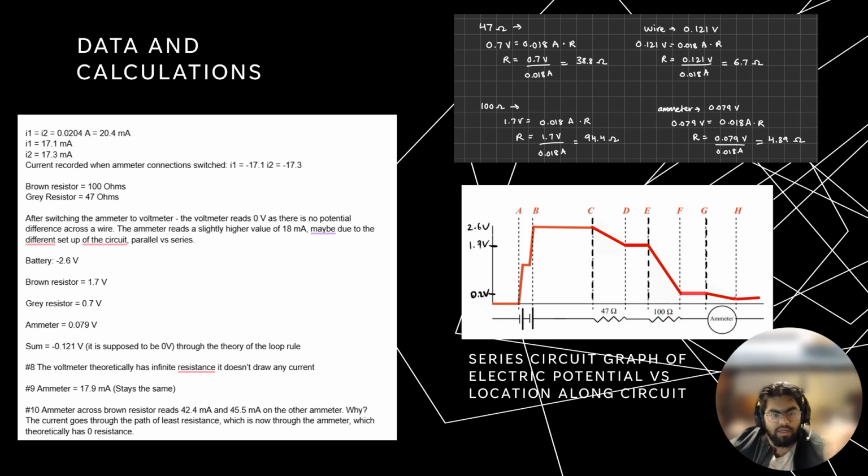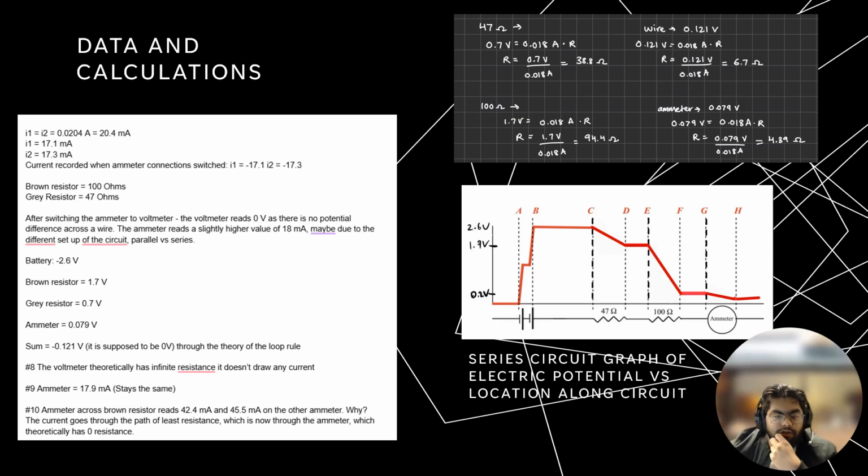And then you can see, ideally, if we're following the loop rule, then all of our electric potentials should equal 0. So at the battery, negative 2.6, at the brown resistor, 1.7, at the gray resistor, 0.7, and then at the ammeter, 0.079. It all sums up to negative 0.121. Pretty close to 0, but not quite. So some slight inconsistencies there.